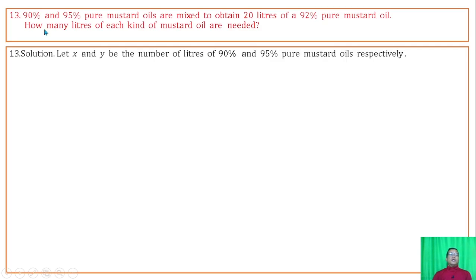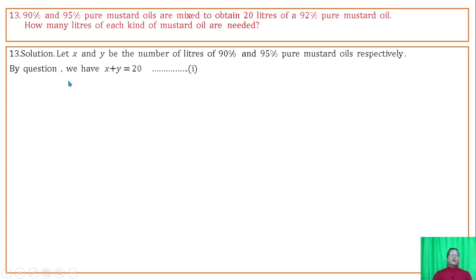13. 90% and 95% pure mustard oils are mixed to obtain 20 liters of a 92% pure mustard oil. How many liters of each kind of mustard oil are needed? Let x and y be the number of liters of 90% and 95% pure mustard oils respectively.